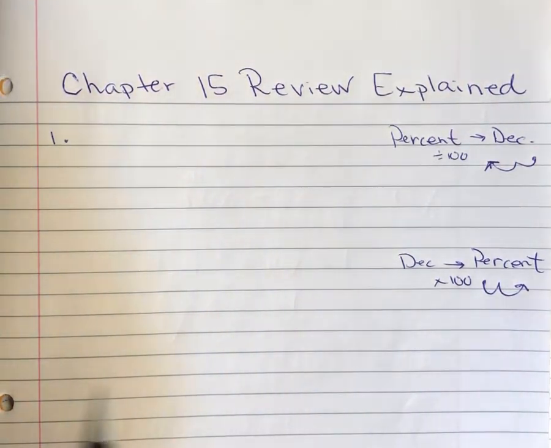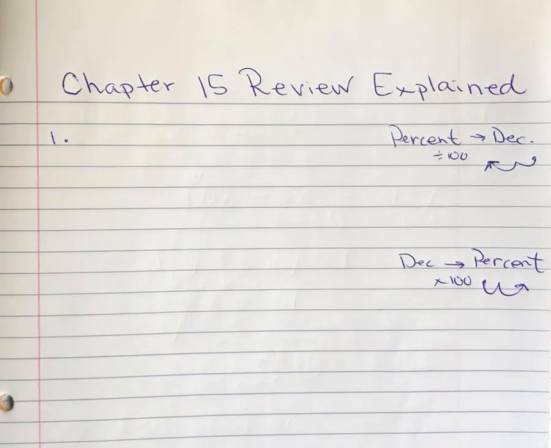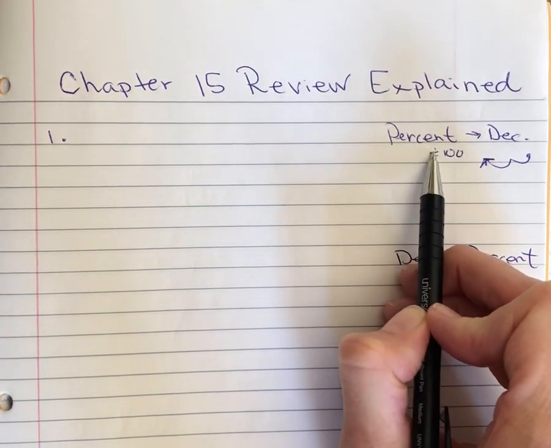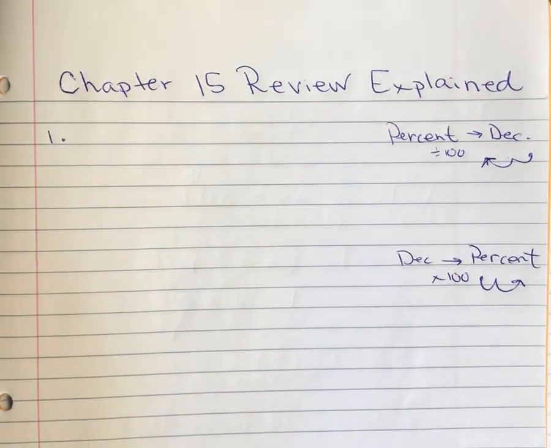All right, let's get all those questions answered from the Chapter 15 review worksheet. The first three, we are changing the percent into a decimal. So when we do that, we simply divide by 100. The shortcut way is just to move the decimal two spots to the left.